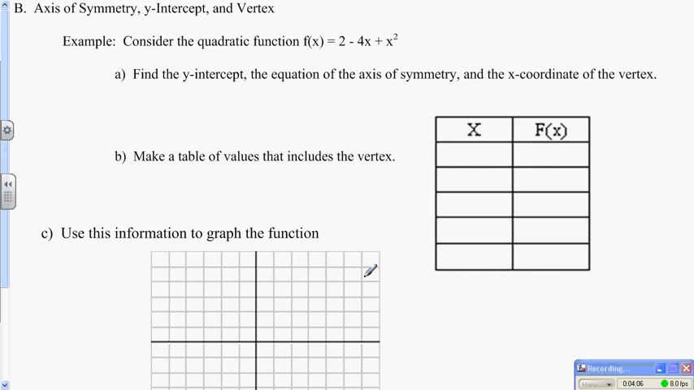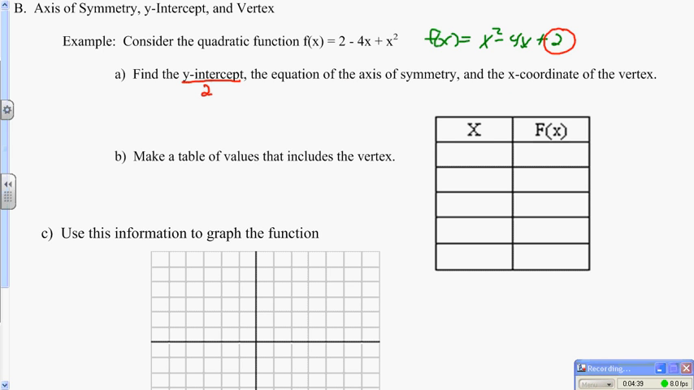Now let's take a look at this function. This function is not in standard form. Standard form would put the highest power first, so that would be x squared minus 4x plus 2. Now, as we mentioned on the previous page, the y-intercept will be 2, the constant.